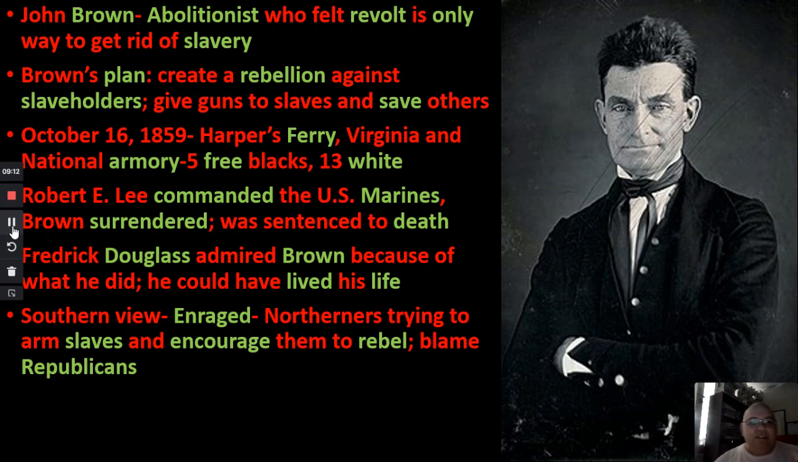And then they start blaming the Republicans. Like, oh yeah, he was an abolitionist, he was probably one of those Republicans. See, they're trying to get guns to slaves and kill us. So they're trying to flip the card and be like victims, like they never hurt anybody. But yeah, to the North, John Brown is a hero. To the South, he's a villain.